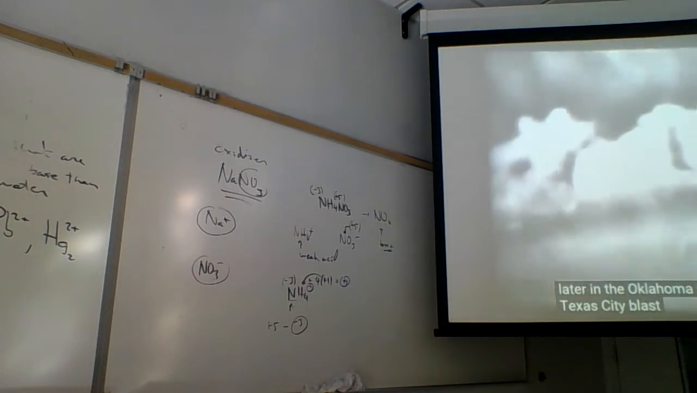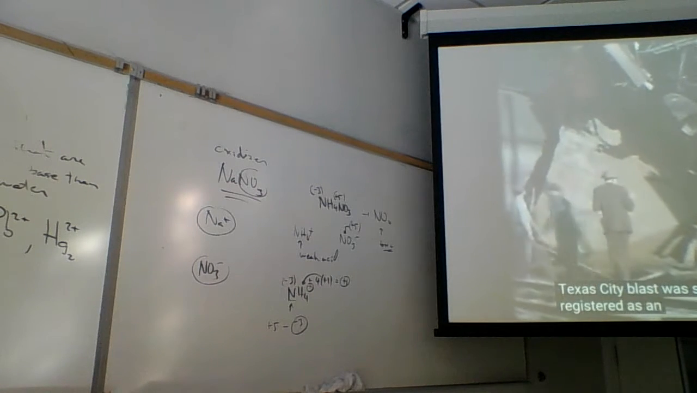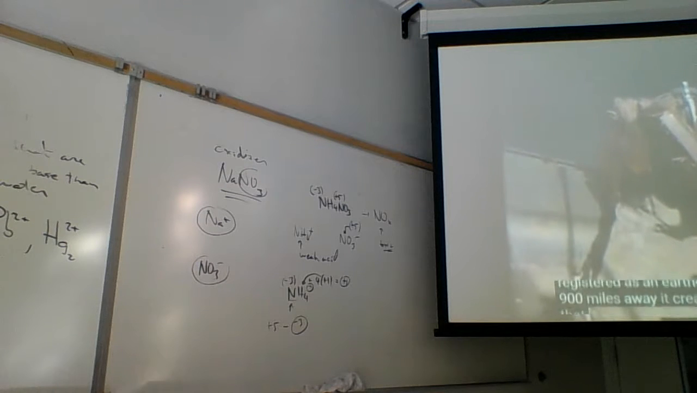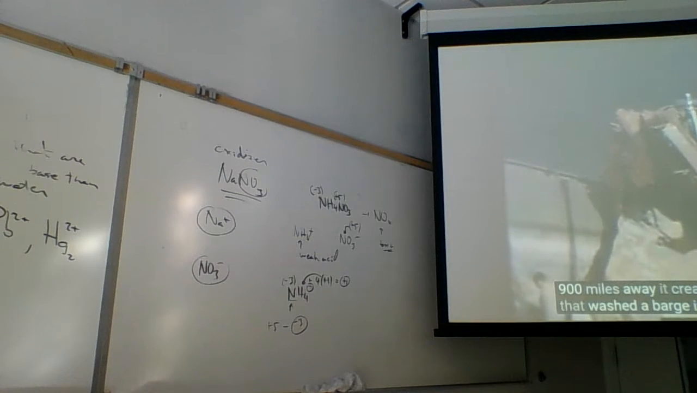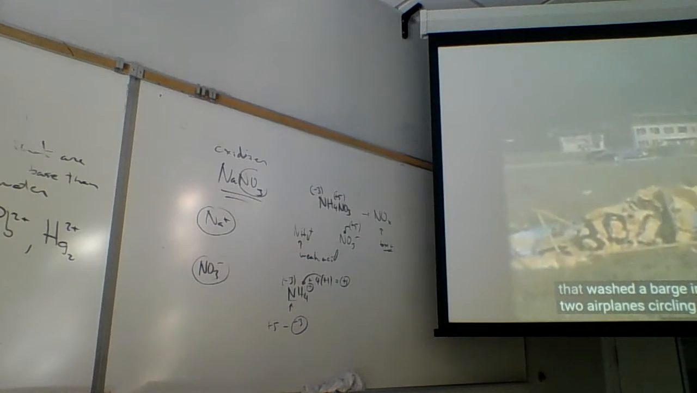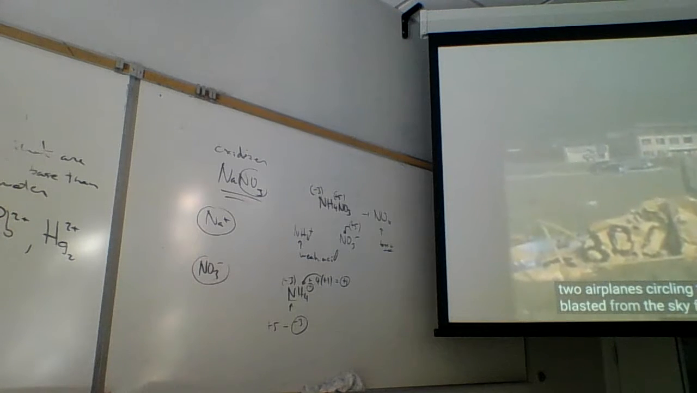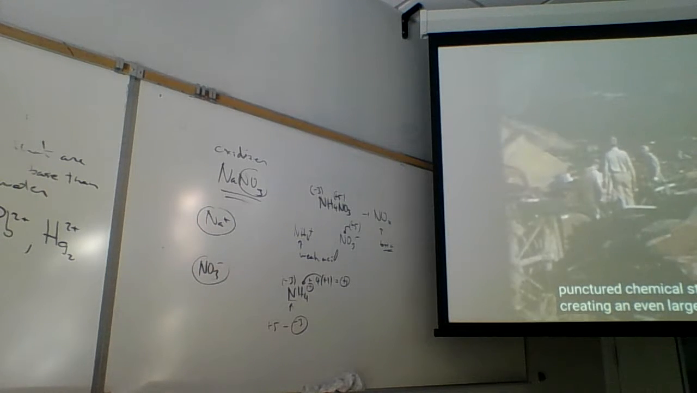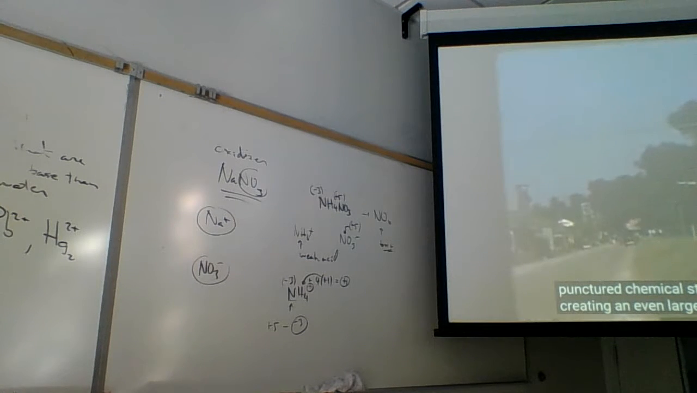The Texas City blast was so strong it registered as an earthquake in Denver, 900 miles away. It created a tidal wave that washed a barge into a parking lot. 2 airplanes circling the ship were blasted from the sky. Flying debris punctured chemical storage tanks, creating an even larger inferno. "We have another truck up here off of the road. It had about 10 or 15 men, and they were all crushed."